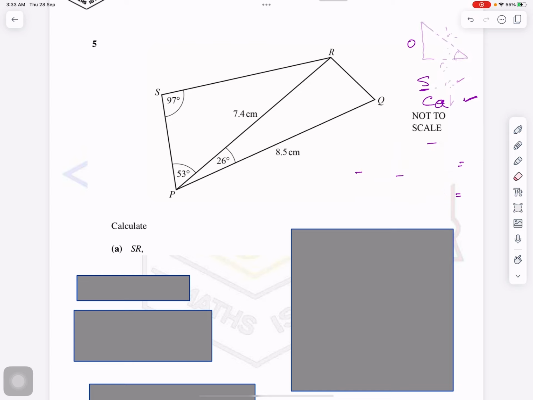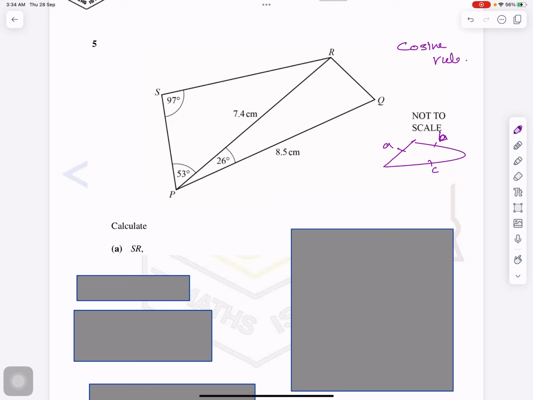Now you need to recall sine rule and cosine rule. What are these, and in which situation are they applied? For example, I'm talking about cosine rule first. If I have a triangle in which I know 3 sides, for example, A, B and C, and I have to find out this angle, then I will apply cosine rule. Whatever angle you have to find out, look at the side opposite to it and make it the subject.